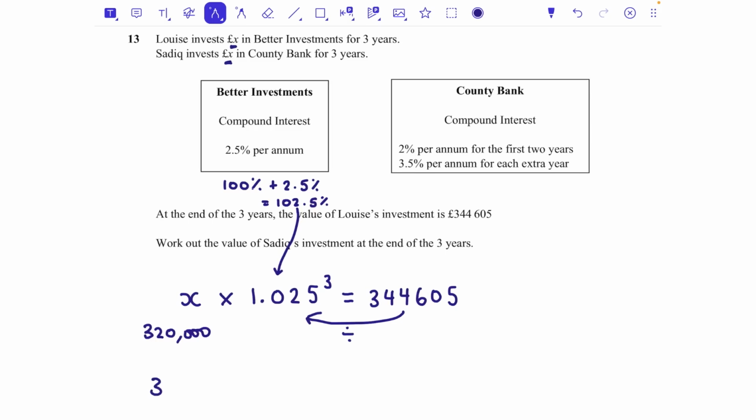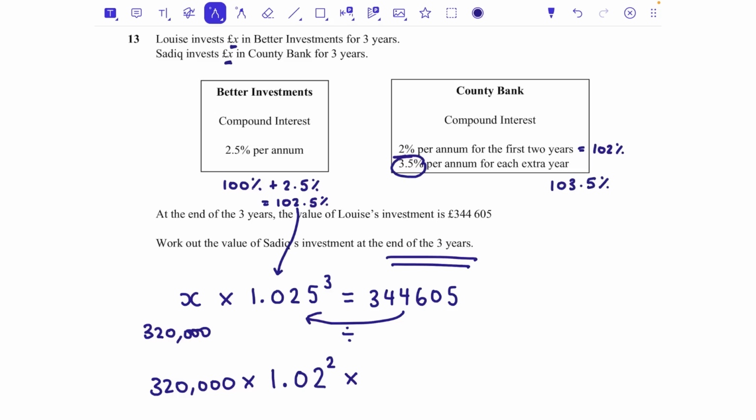So I'm going to do 320,000 for Sadiq times by, now his is a little bit more complicated. He's getting 2% for the first 2 years. So that is 102% because the 2% is extra on top of his investment. And we're going to do that as a decimal. 1.02. But we get that rate for 2 years. So that needs to be squared. The power is the number of years. And then we need to times it by whatever he's going to get for the third year. Now, we know it's 3 years because that's what they're asking us in the question. So for that third year, we want him to get 103.5%. And that, as a decimal, is 1.035. So that's going to be the sum.